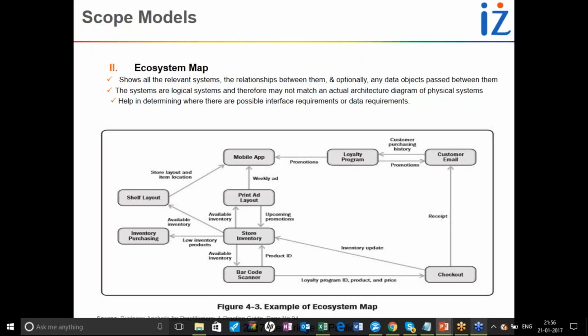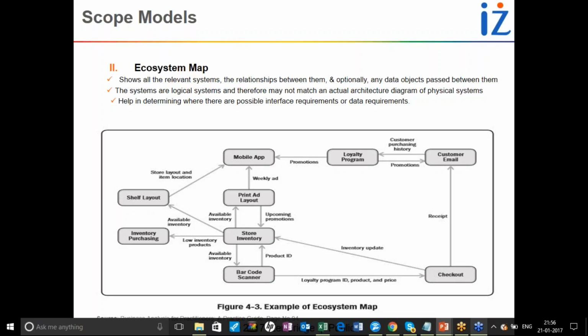So in the ecosystem map you are representing all the systems which are within the boundary, both internally and externally. Internally means direct systems. In the goal and objective models, you identified what you need to develop, and whatever you are developing directly interacts with some systems. So these are the direct systems, and those systems like shelf layout are interacting with other systems. So these are the third system, at the third level.